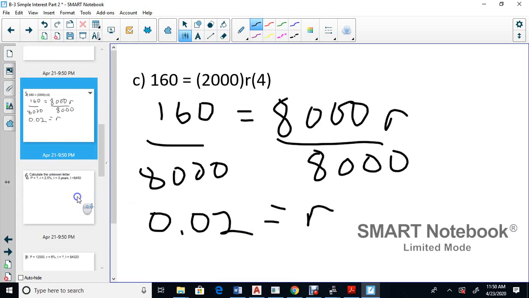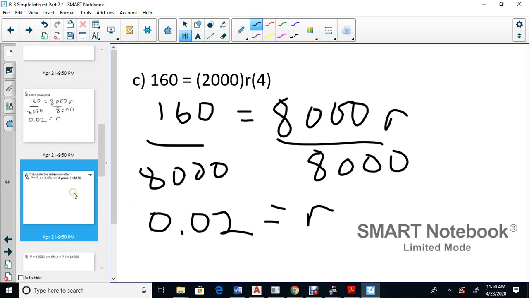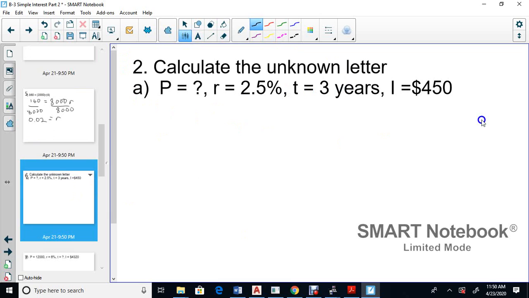Okay, let's take a look at our next one here. So now I put all these letters and a percent here. So now we put all the letters and we've got to put it into our formula. So maybe we can color code some of these. So we'll go I equals P. We'll do P in black, R we'll do in red, and T we'll do in green.